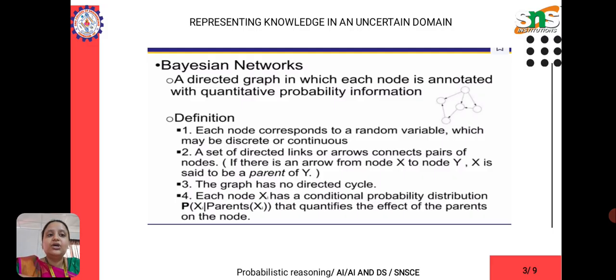Each node corresponds to a random variable, which may be discrete or continuous. A set of directed links or arrows connects pairs of nodes with the different variables. In this, the graph has no directed cycles. Each node has a conditional probability distribution that quantifies the effect of the parents on the node.